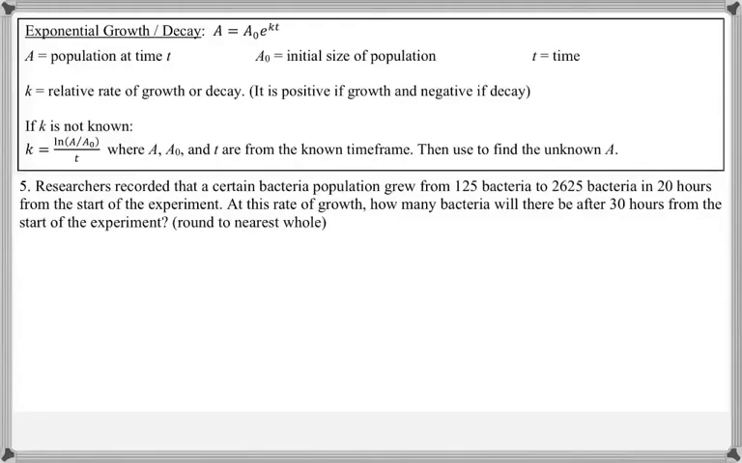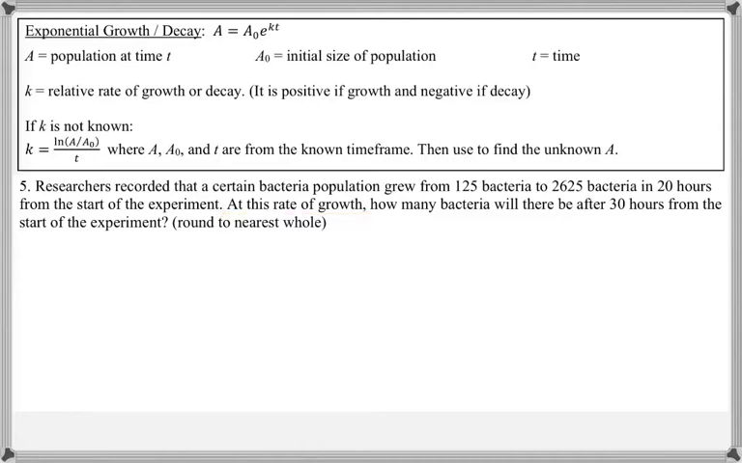Researchers recorded that a certain bacteria population grew from 125 bacteria to 2,625 bacteria in 20 hours from the start of the experiment. At this rate of growth, how many bacteria will there be after 30 hours from the start of the experiment? So this is another question where they say at this rate of growth, but they don't actually tell you what the rate of growth is.